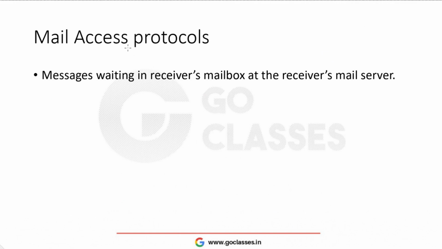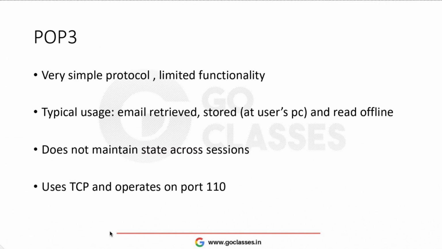These are called mail access protocols, which means you got the mails in the mail server and now you want to pull those mails. As I said, messages are waiting in the receiver's mailbox at the receiver's mail server, and you want to pull those mails, right? For that, there are two protocols that we use. One is POP3, another one is IMAP. Let's talk about both of them.